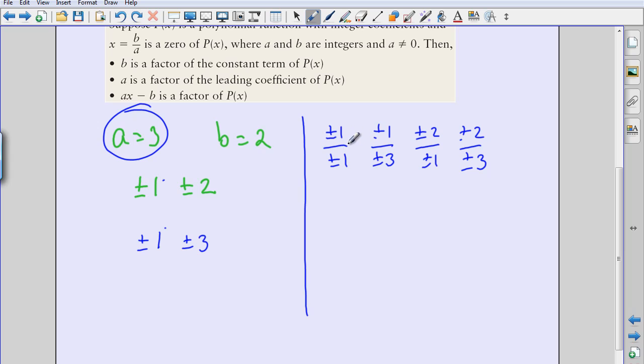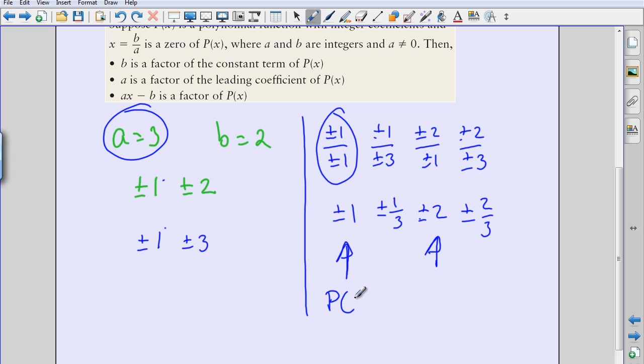I don't leave them in this form because I know this can be simplified to just plus or minus 1. This becomes plus or minus 1 over 3. 2 over 1 is the same thing as plus or minus 2. And plus or minus 2 over 3. So it cleans up a little bit better. Now, the last little hint is that when you're starting to determine the factors, I would look at plus or minus 1 as possible factors before I worked with the fractions. Unless, of course, you love fractions.